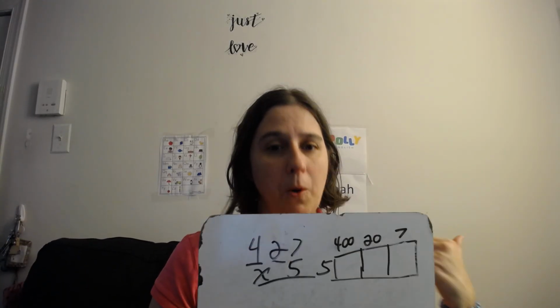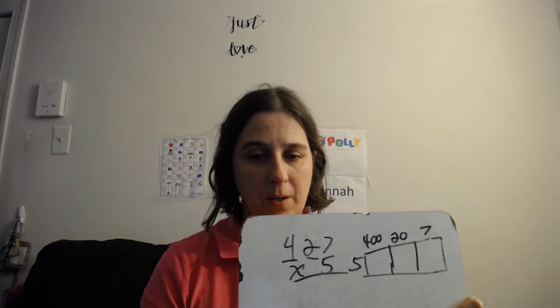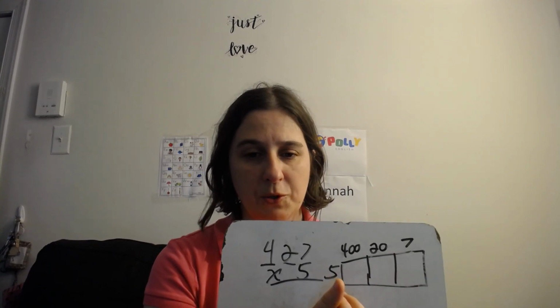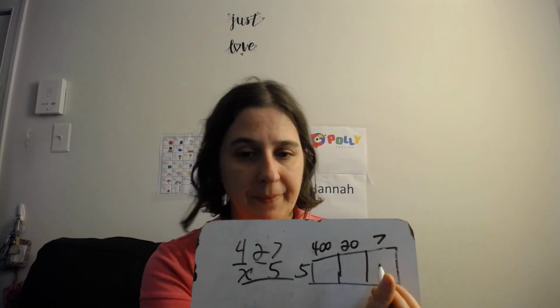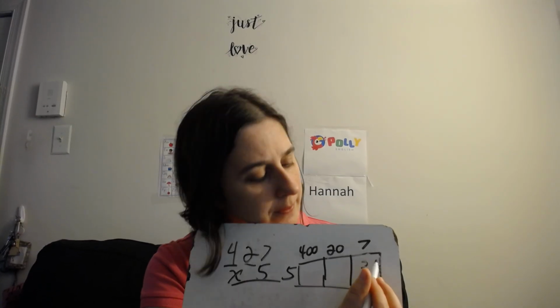Okay, I will post a video about that method as well, but right now we're going to focus on area model method. So I could start with the ones or the hundreds place. I'm going to start with my ones place, which is 35.